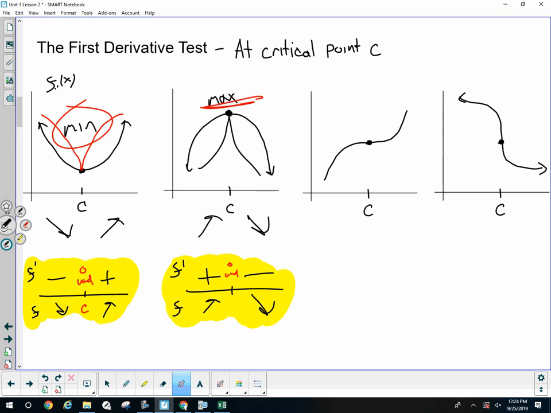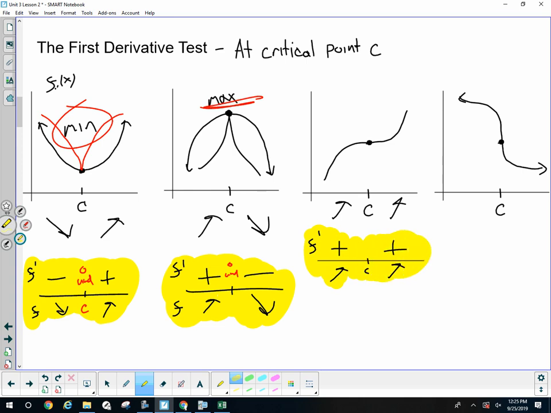There will be situations where we will not change sign. We will flatten out. But this is going up, flattening out, then going up. My derivative signs will show me that they will be positive and then positive, with either a 0 or undefined in here. That will tell me that I'm going up then up. That will tell me that this is neither a max nor a min. And this is the same thing with an undefined tangent slope. It'll be negative and negative.